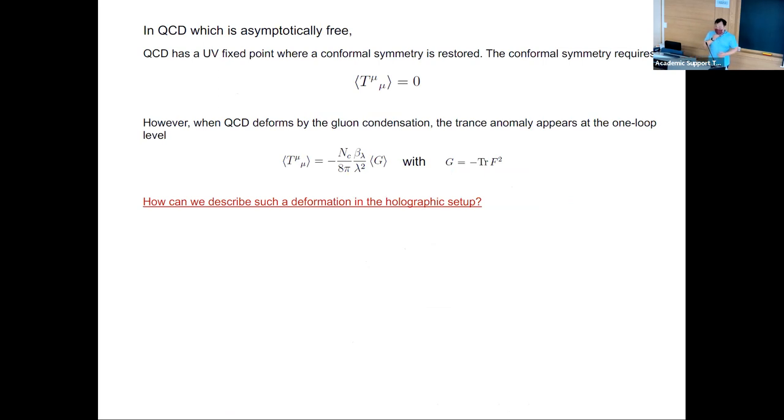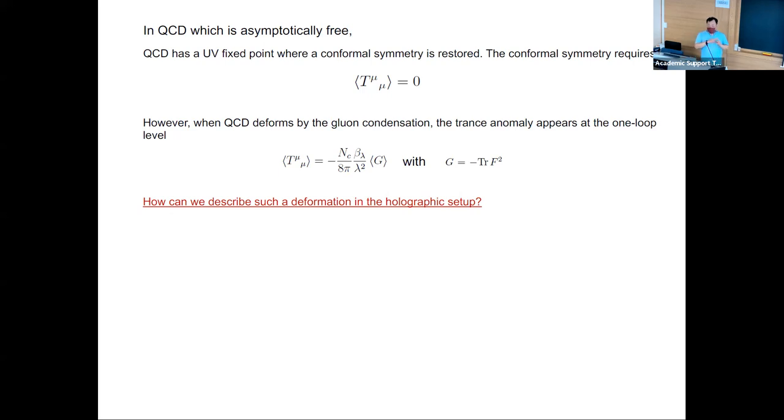Okay, so based on this, in QCD, which is a four-dimensional theory, we know that QCD is asymptotically free. So that means in the extremely UV region, QCD has a vanishing beta function. So QCD must be conformal in the UV limit. So that means classically, the trace of the stress tensor must be zero. So that is a classical story.